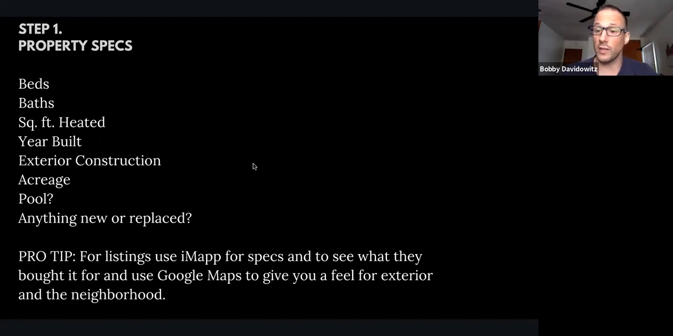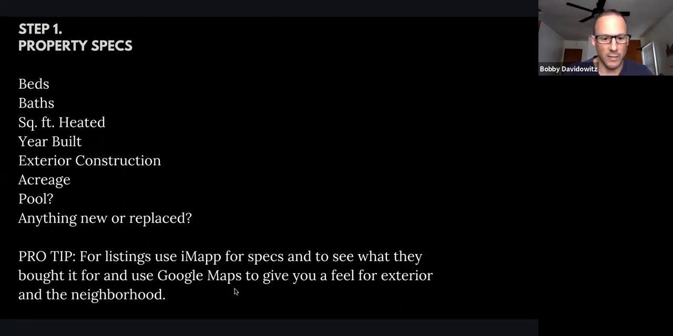So if you're working with a seller, you're going to want to ask them some of that stuff. Hey, out of curiosity, have you done anything to the property prior to me coming to see you? Have you done any remodeling? Have you done any upgrades? What's the age of the air conditioning? What's the age of the roof? Things like that. Those things will affect the value.